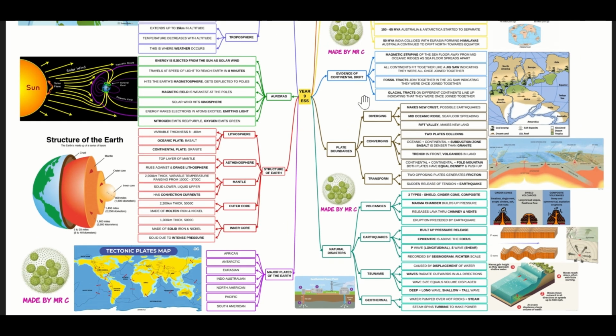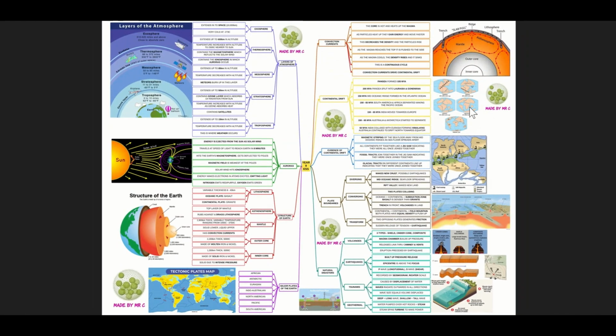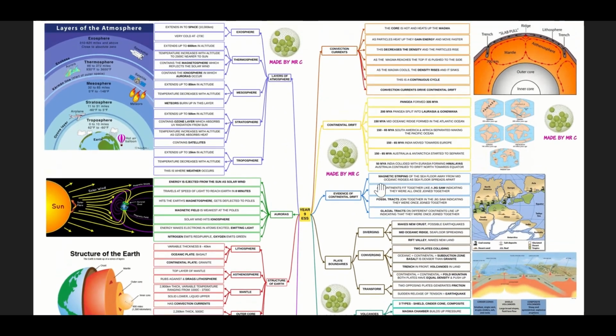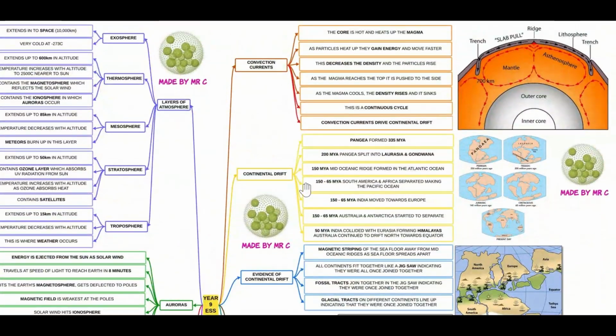Right, then we go up to the top here, and we can see that we've got convection currents. We see here that the core supplies the heat, and it heats up the magma, and as the particles gain energy, they move faster. This decreases the density and the particles rise. As the magma reaches the top, it is pushed to the side, and as the magma cools, the density rises and the magma sinks. It's a continuous cycle, and it's this convection current that drives continental drift.